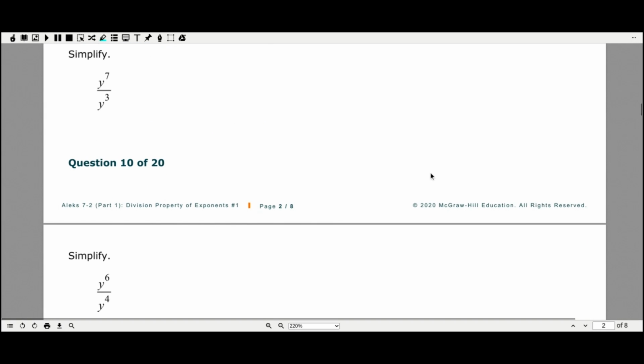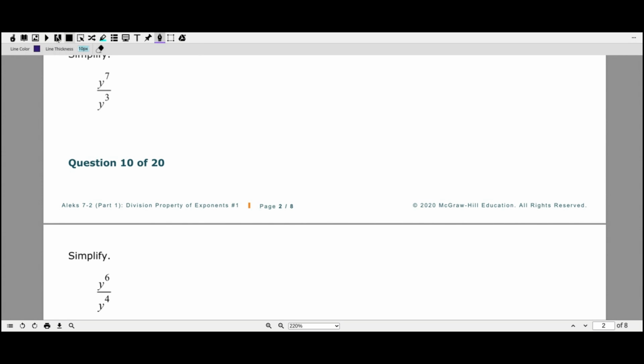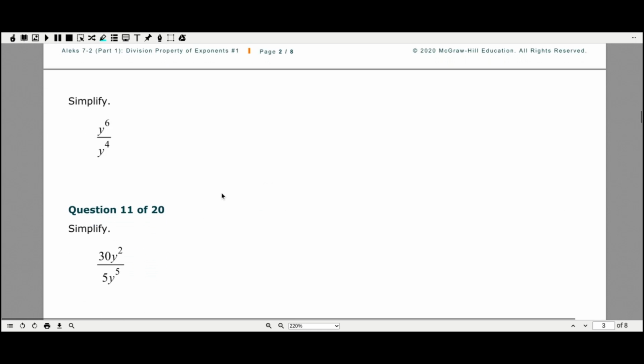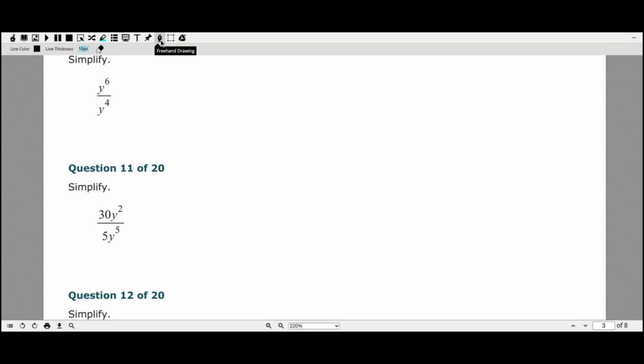All right, we're heading to problem number 9 and 10. So it's the same idea. All you have to do is subtract the exponents, right? This is y to the 7 minus 3. This is y to the 4th power. Okay, and over here, my pad doesn't let me write on it. All right, this is y to the 6 minus 4. That will be y to the second power. That's it. Easy.